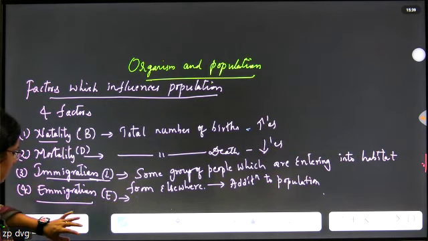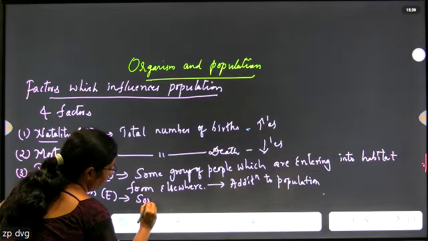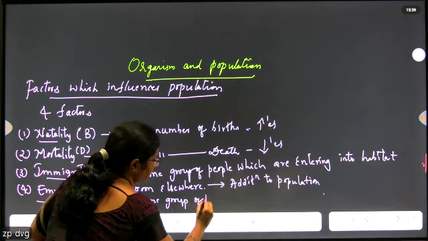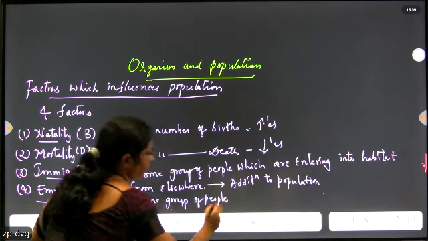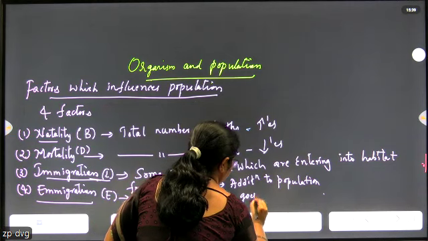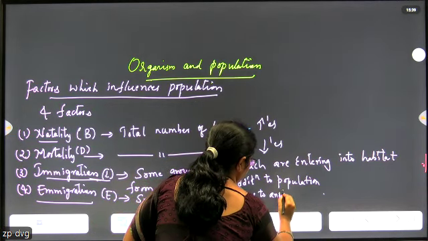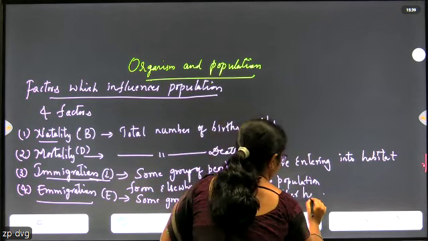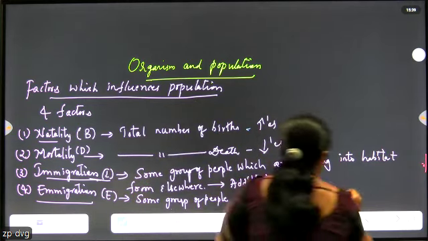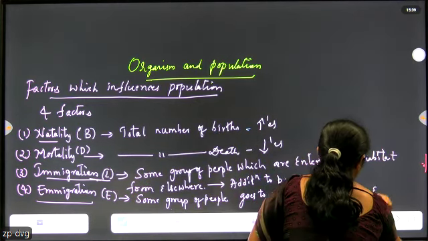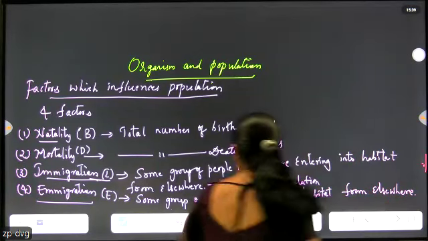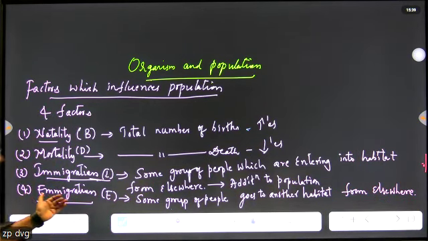So this emigration is nothing but some group of people goes to another habitat that is not native to them, from elsewhere. Such type of migration is called emigration.